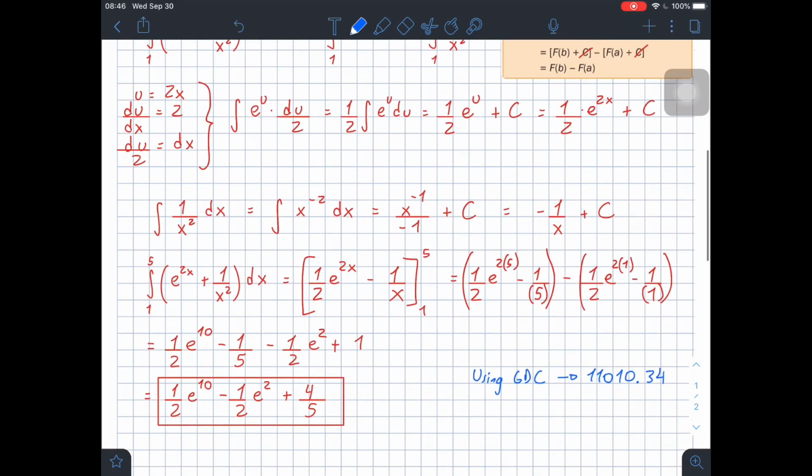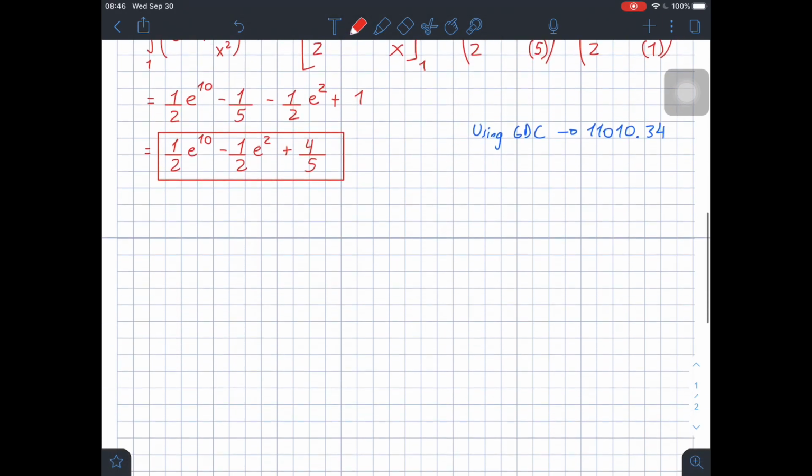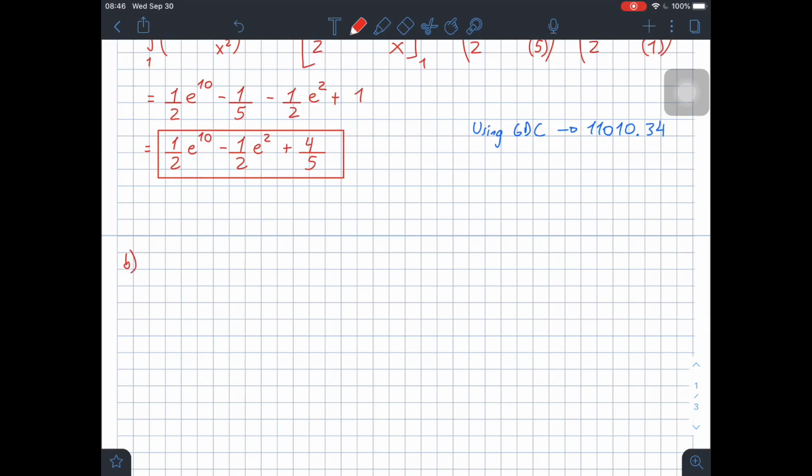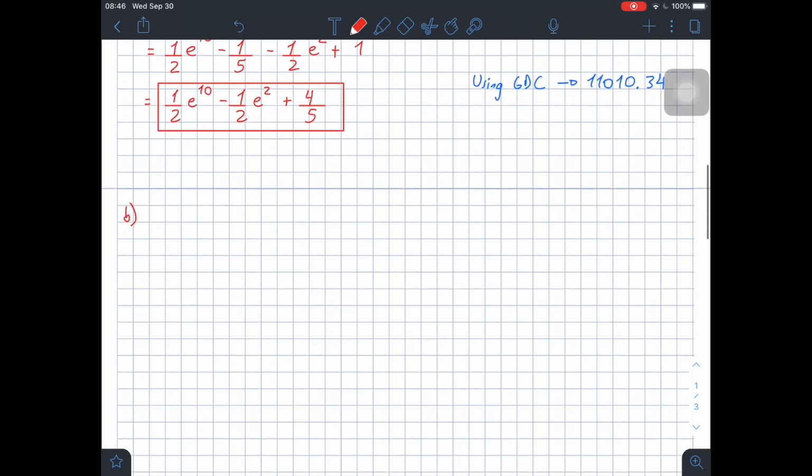So let's see a second example, just to make sure that this is clear. Let's see part B. I think part B is much shorter than part A. So part B says the following. We want to find the integral from -1 to 1 of (2x minus 3) cubed with respect to x.